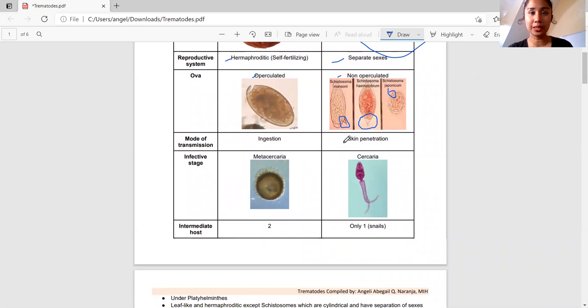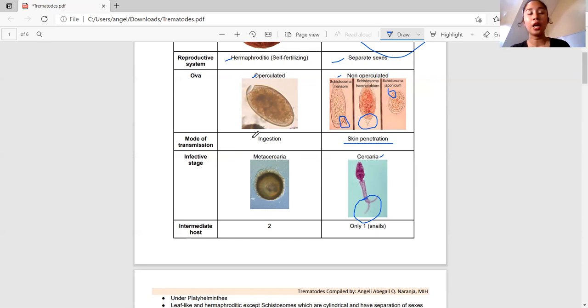For mode of transmission, class, blood flukes enter by skin penetration, and the stage that penetrates the skin is the cercaria. The characteristic of cercaria is a forked tail. Once the cercaria enters the skin, in rivers like in Agusan and Cagayan, you have to be careful, and in ponds, they can penetrate the skin. The site of penetration with itchiness and dermatitis is called swimmer's itch. So if you have swimmer's itch, it's due to cercarial skin penetration.